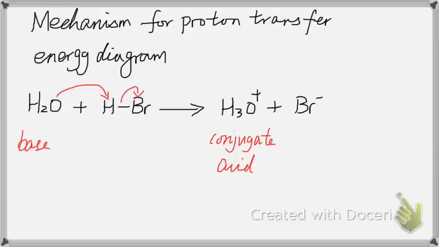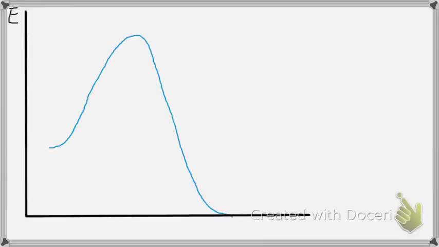Water is the base, so the hydronium is the conjugate acid. HBr is the acid, and the Br minus is the conjugate base. So that's our acid-base reaction. All right, we have the reactants and the products. So now let's take a look at the energy diagram.